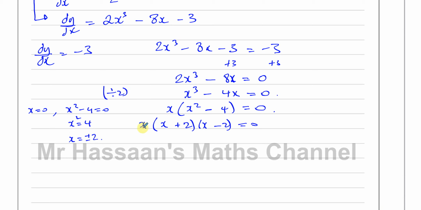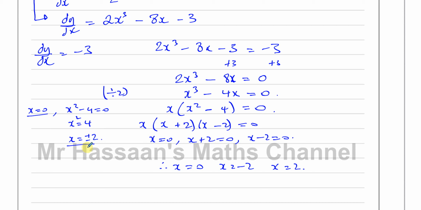In this case, you have these 3 things multiplied together to give you 0, so one of them must be 0. So either it's the x that's 0, or it's the x plus 2 that's 0, or it's the x minus 2 that's equal to 0. So therefore our solutions are x equals 0, or x equals negative 2, or x equals 2. So x equals 0 and x equals plus or minus 2.